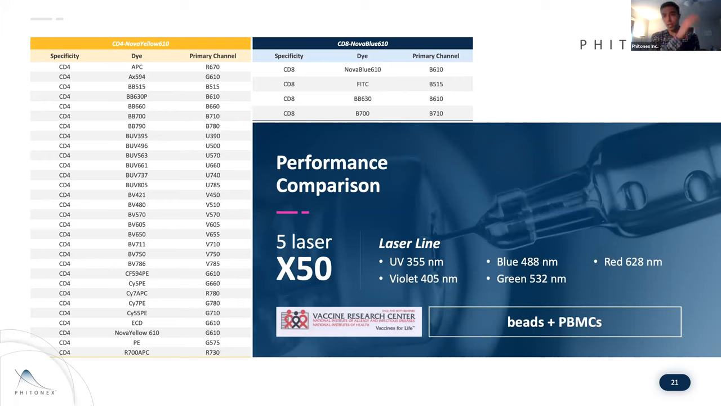And we'll particularly touch on the spillover spreading results for that yellow dye. And then we'll certainly also focus on an apples-to-apples comparison for Nova Yellow 610 versus other yellow-excited dyes. And then the Nova Blue, particularly an apples-to-apples comparison to this Brilliant Blue 630 prototype dye. And what do those performance characteristics look like?